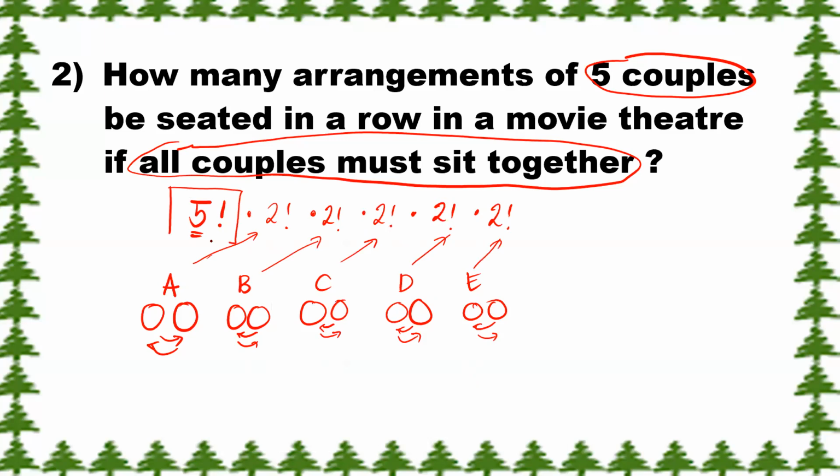This, as a whole, when we say whole, 1, 2, 3, 4, 5, meaning that's 5 factorial. And they have their own arrangement. Of course, they also have their own arrangement. They can switch places. So multiplying that, we have 5 factorial times 2 factorial times 2 factorial. What will be my answer?